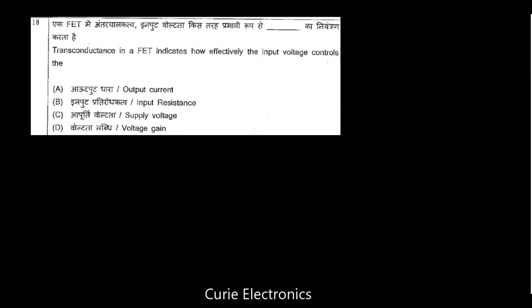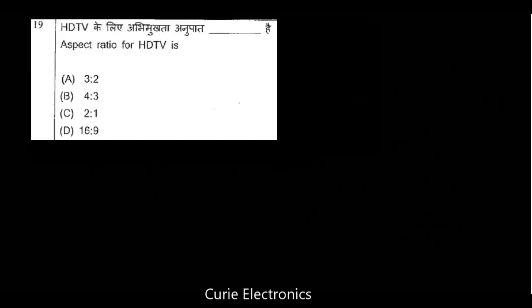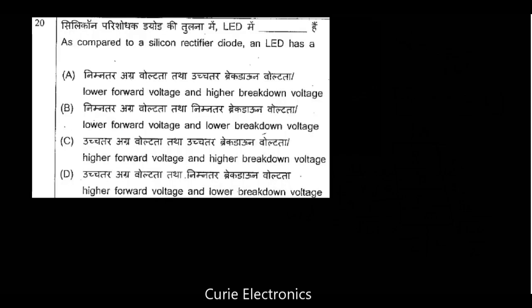Question number 18. Transconductance in a FET indicates how effectively the input voltage controls the drain current, that is the output current. Aspect ratio for HDTV, high definition TV. What is the aspect ratio? It is 16:9. This 4:3 is for standard definition TV. So for high definition TV it is 16:9.